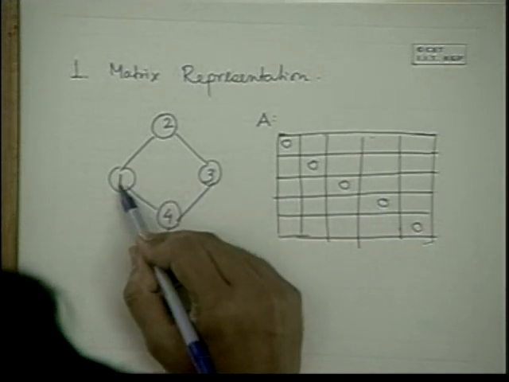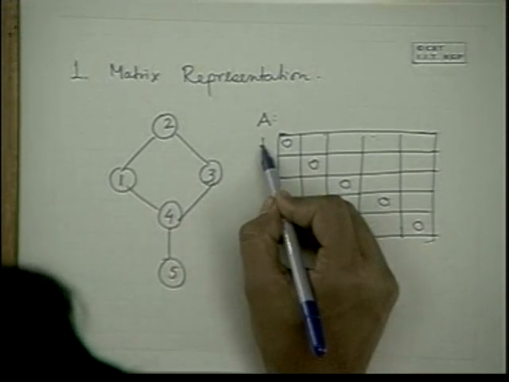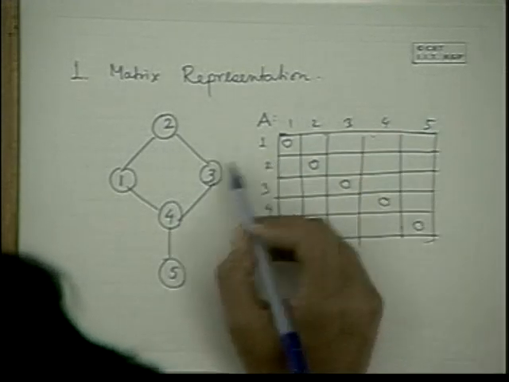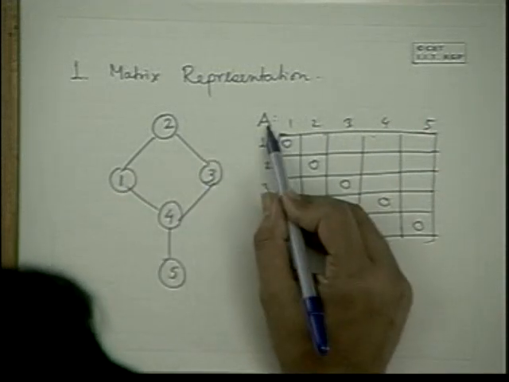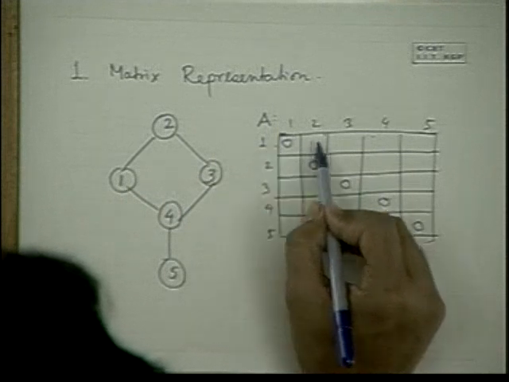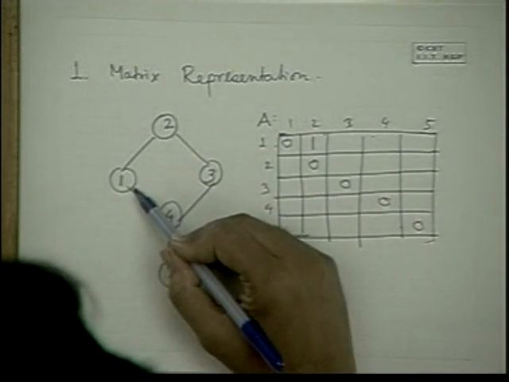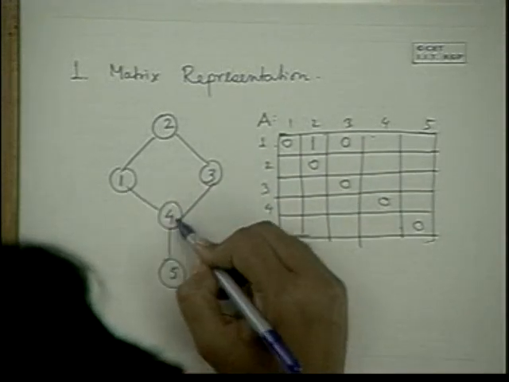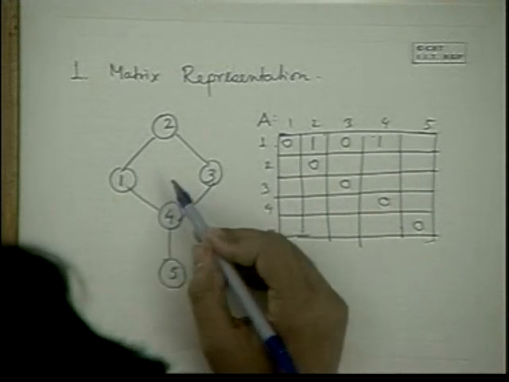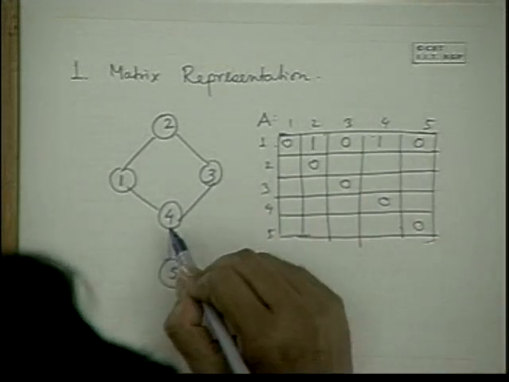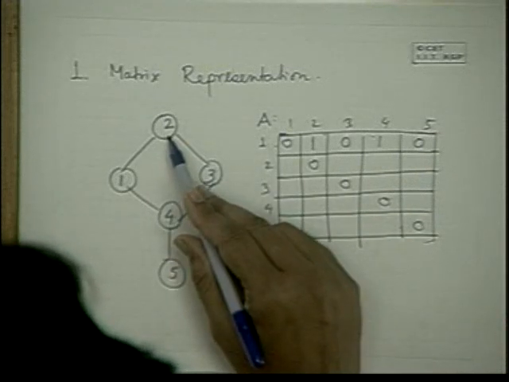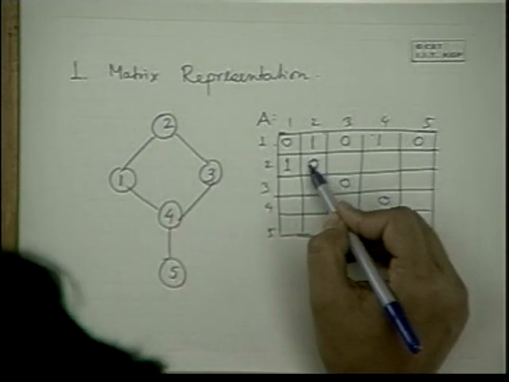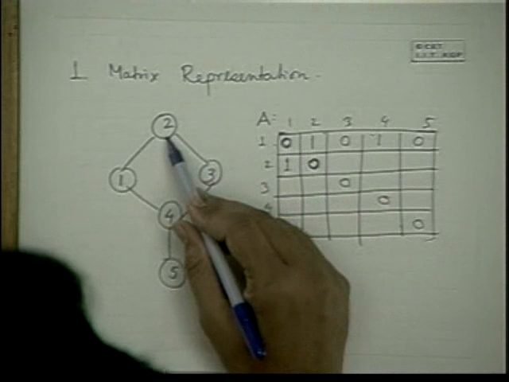Now let us see. For row 1, we have an edge between 1 and 2, so A12 should be 1. Then A13: there is no edge, so we represent it with 0. A14 has an edge, so that should be 1. A15 does not have any edge, so that is 0. Similarly, A21 has an edge, so that is 1. A22 we don't do anything because that is a diagonal element.